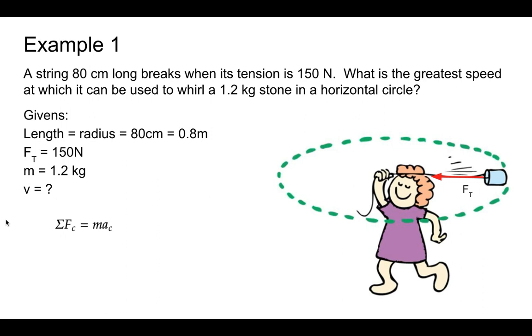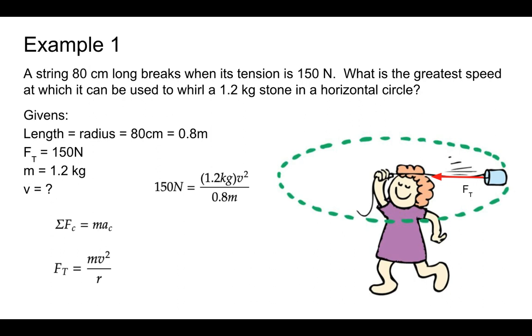So I am going to insert that into my equation, and also I'm going to add centripetal acceleration into the equation, which is velocity squared over r. So I get force of tension is equal to mass times velocity squared over r. Now we can just plug in our numbers. I know force of tension is 150 newtons, mass is 1.2 kilograms, and radius is 0.8 meters.